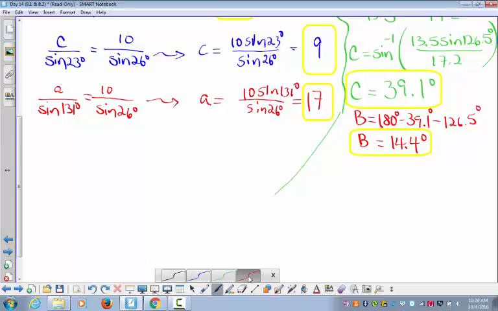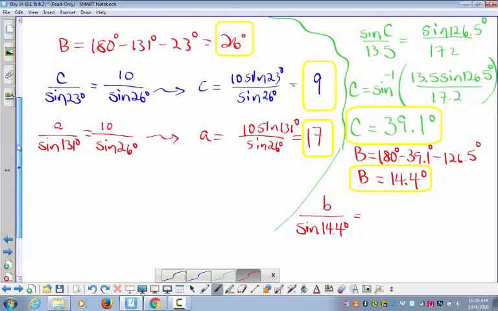To carry this C out a couple more decimal places to make that a little bit more accurate, with these triangles, it's usually not necessary. Most of the time, it's not necessary. All right, so we're trying to find side B, so we're going to put side B on top, and we're going to put sine of angle B down below. And then we're going to go back up and grab our known pair. And our known pair is right there. The thing we have to be wary of is that we have to flip it, because we want side on top, angle on bottom. So we just have to match.